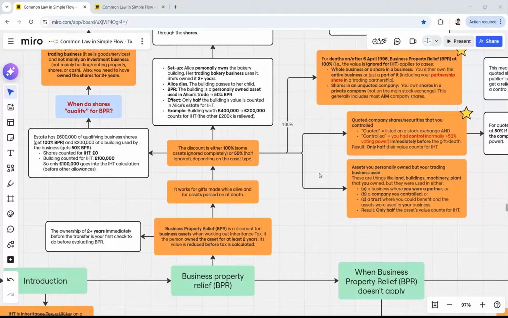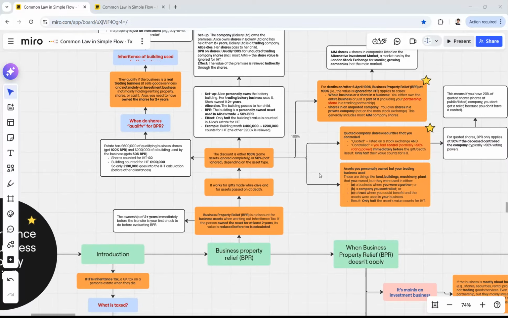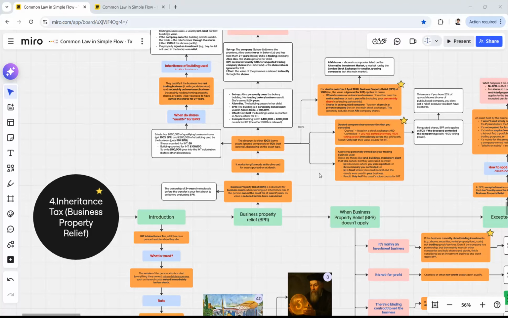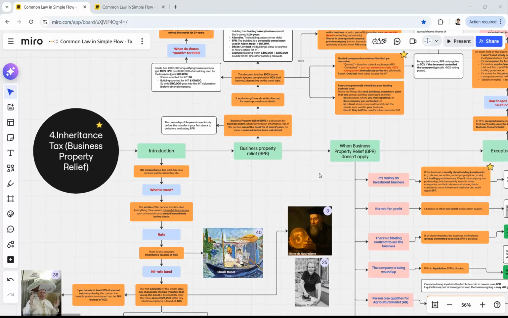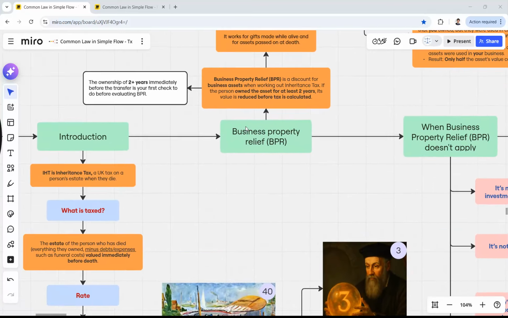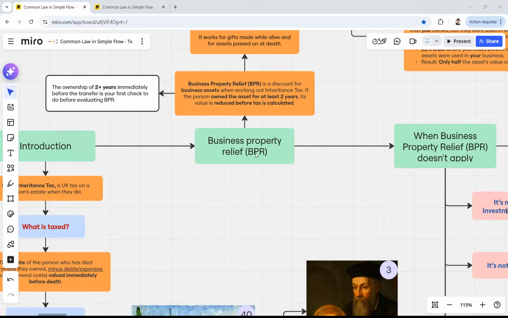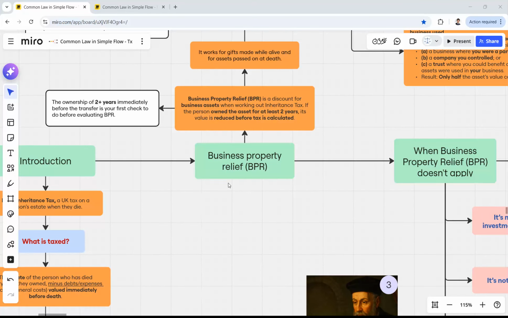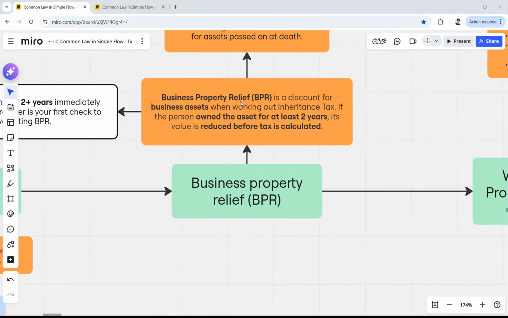Today, we are going to talk about taxation, and we are going to continue the topic of inheritance tax. Let's continue with the second branch of the flow: business property relief (BPR). We have already spoken about business property relief in previous examples, and now let's delve deeper into it.